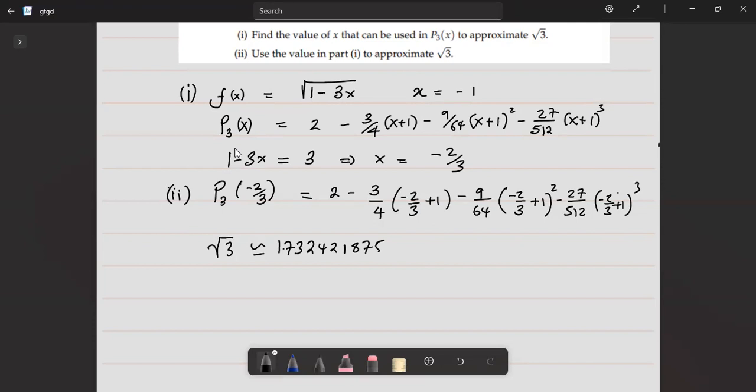So you can conclude that the approximation of the square root of 3 using the given Taylor polynomial is equal to that. And you can also check the actual value. So if you punch the square root of 3 into the calculator, I get 1.732050808. So you notice that they're not very far from each other. Okay, so thank you so much. See you in the next video.